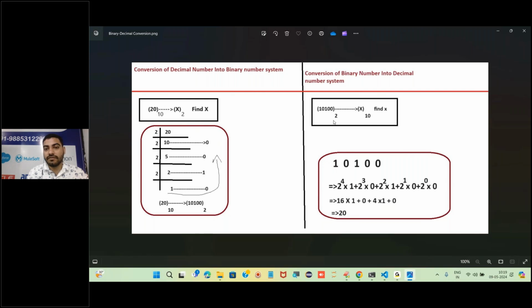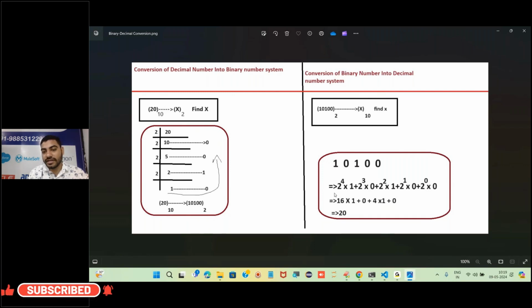We can also do vice versa. 10100 is a binary value. Conversion of binary into decimal: each and every bit we have to multiply with a power of 2. 2 power of 0 multiplies with the first bit, 2 power of 1 with the second bit, 2 power of 2 with the third bit, 2 power of 3 with the fourth bit, and 2 power of 4 with the fifth bit. Wherever we are getting 1 only we have to multiply, because anything multiplied with 0 will be 0 only. So let's go for 1 and 1 only.